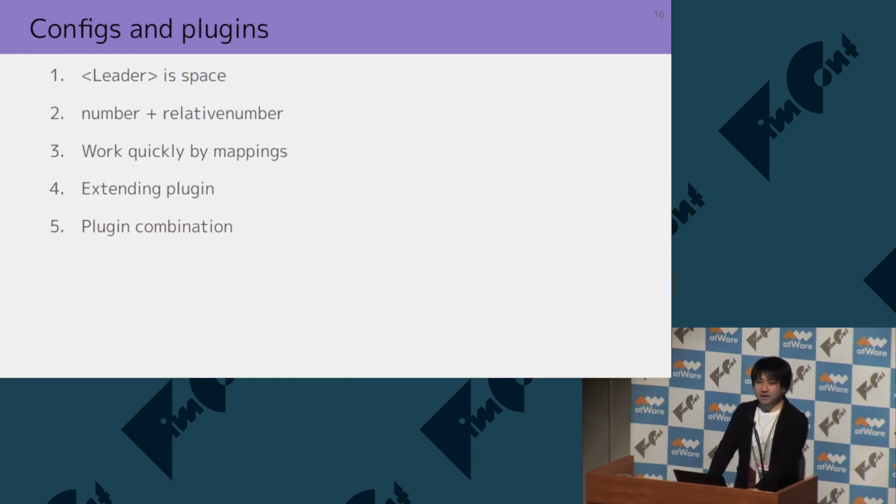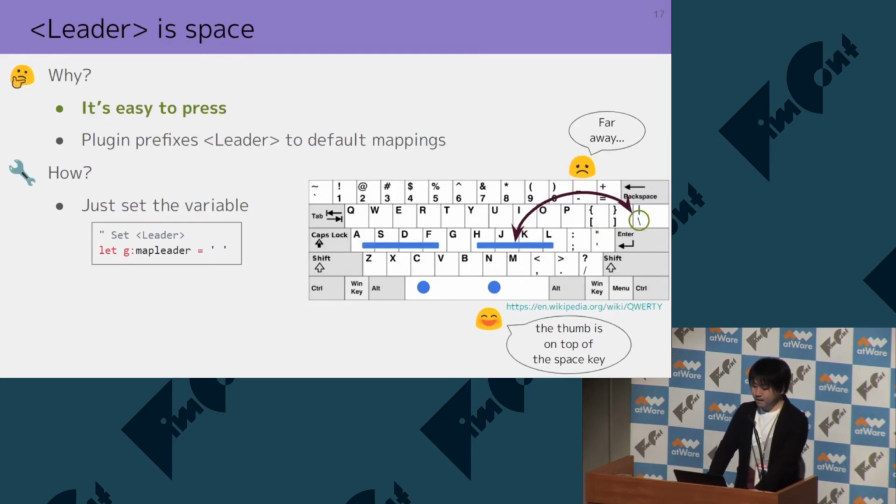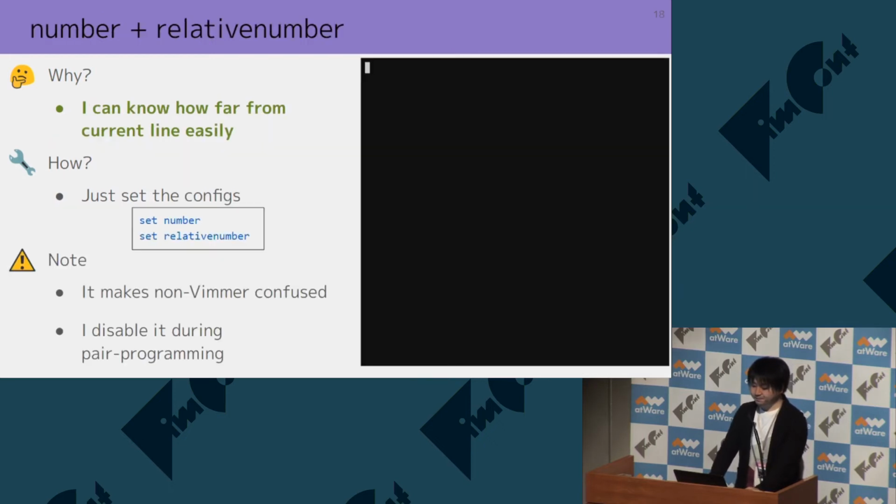Next, I picked 5 configs from my vimrc. The first one is that the leader key is space in my Vim. It is used as the default mapping for many plugins. The reason is that it is easy to press. The default leader key is backslash, and it's too far from the home position. To do it, I just set the mapleader variable like this small snippet.